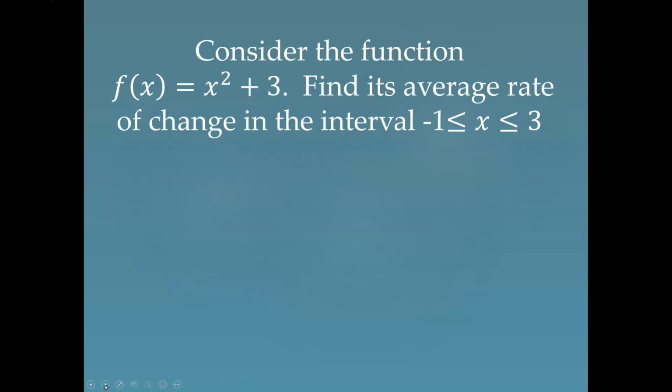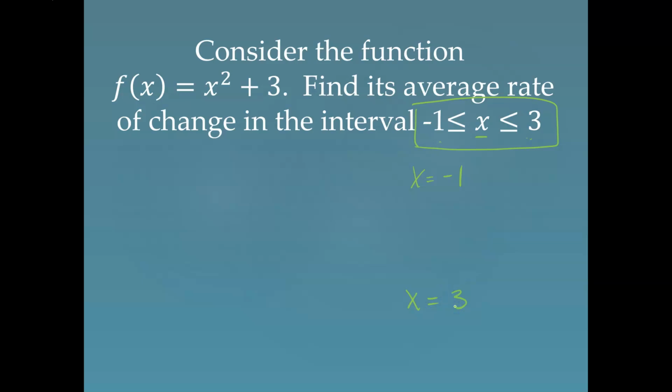I want to find its average rate of change in the interval -1 is less than or equal to x, which is less than or equal to 3. All right, so it's written a little different, okay? So this is the interval that I want to find my average rate of change. I want to find the average rate of change between these 2 points. Now, these are your x value points. So I have one x value that is -1, and I have one x value that is positive 3, okay?